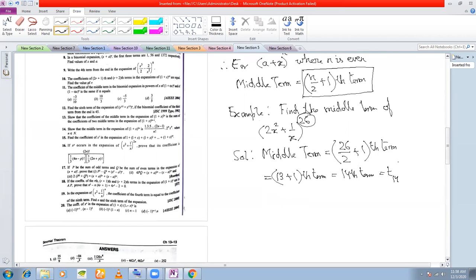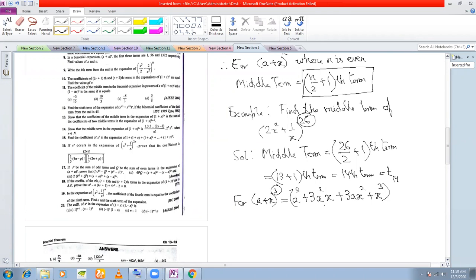Next, let us see what happens for an odd power. Let us suppose (a plus x) whole cube. What is the expansion here? A cube plus thrice a square b plus thrice a b square plus b cube. This is your expansion, right? Binomial expansion of (a plus b) whole cube. Now see that the power here is odd. So how many middle terms are there?